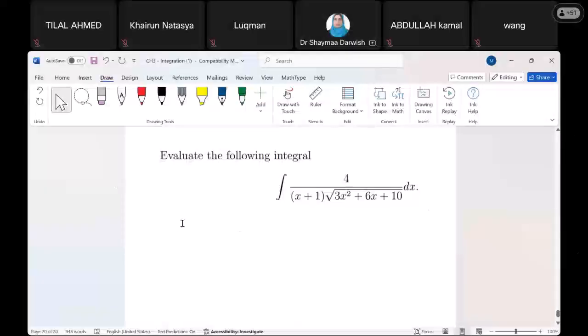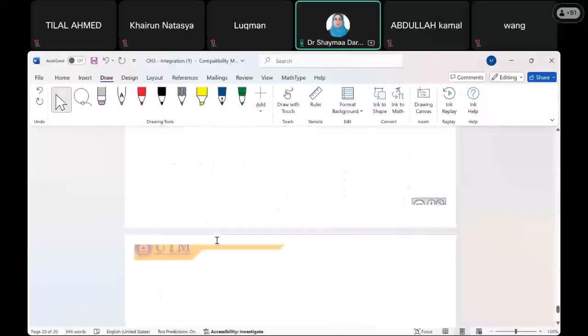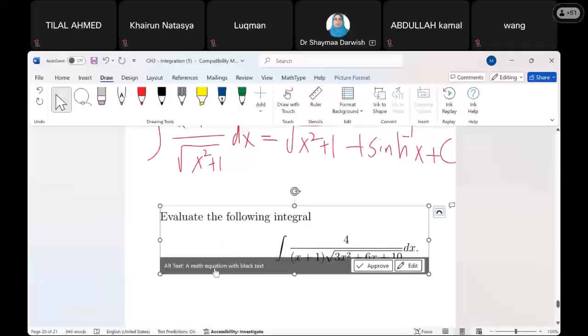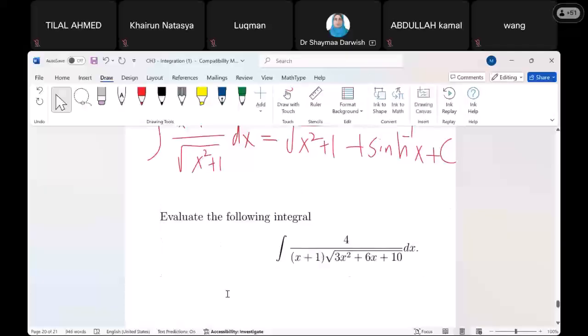I need to solve some questions from previous exams. Evaluate the following integral. This one was on the last semester exam. Okay, how to solve this kind of integration?